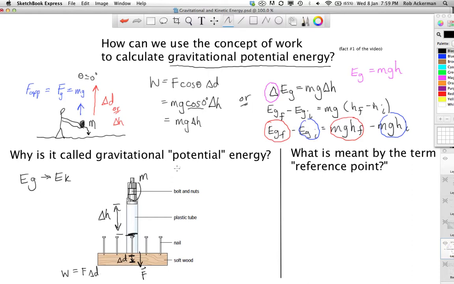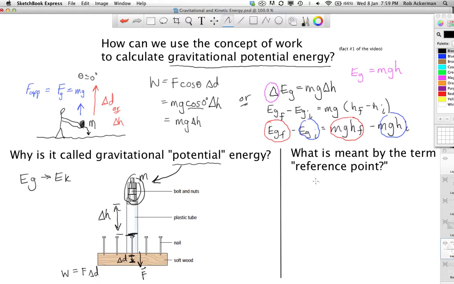So the reason we use the word potential when we're talking about gravitational energy is because way up here where the nuts and bolts started, unless we let go of them, they won't do this nailing of the nail into the wood. It's only once we release them that they pick up kinetic energy and then do work when they strike the nail. In other words, way up here they have potential to do work, but they don't realize their potential until we let go of them. So this is why we call this gravitational energy potential energy.